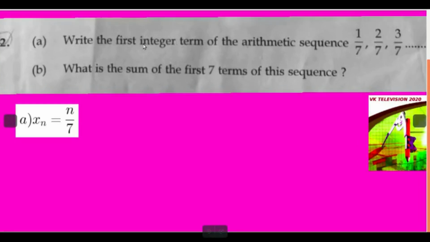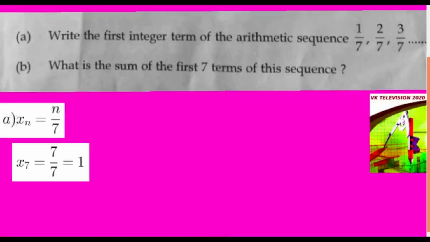First we have to find out the first integer term of the arithmetic sequence. To get the first integer term of this arithmetic sequence, n must be a multiple of 7. The first multiple of 7 is 7. So xn is equal to x7 is equal to 7 by 7. That is the first integer term of the arithmetic sequence.